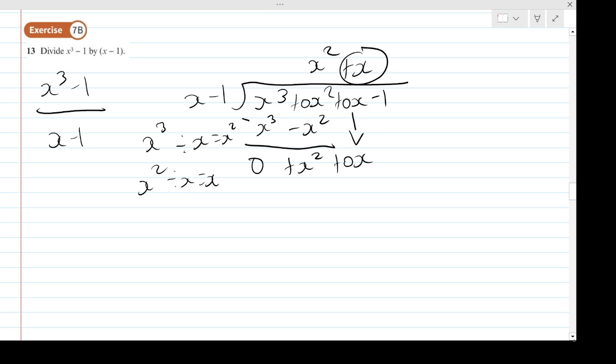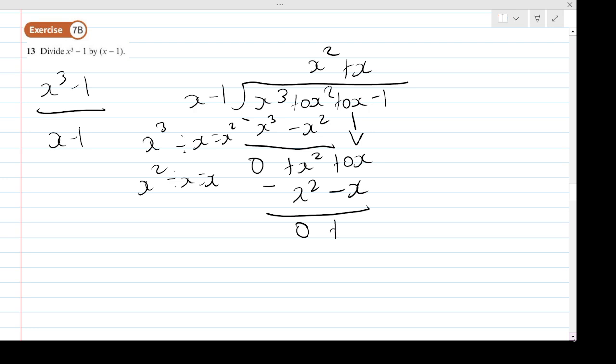Then again I times this by all the terms outside the bus stop, so x times x is x squared again, and then x times minus 1 being minus x. Again, I need to subtract both top and bottom, right? To then get x squared, take away x squared is 0 again. And then 0x, take away minus x, again a double negative.